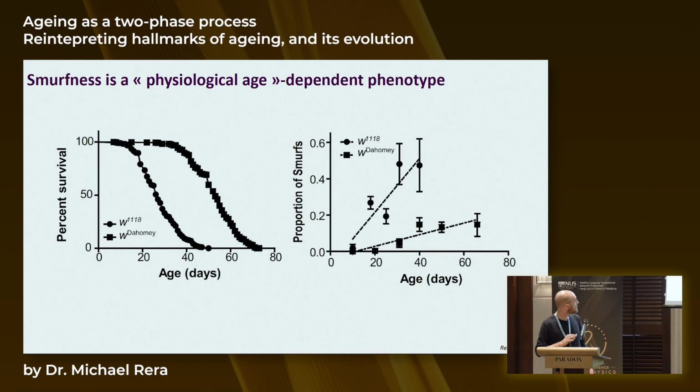And what you see is that the shortest lived population is the one in which the rate at which Smurfs appear in the population is the highest. So it's not only reflecting advancing age, it's representative of the biological age of your populations.